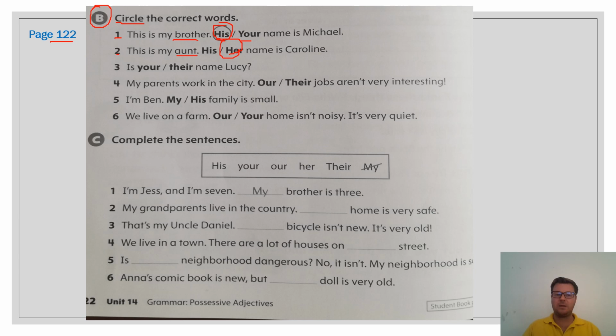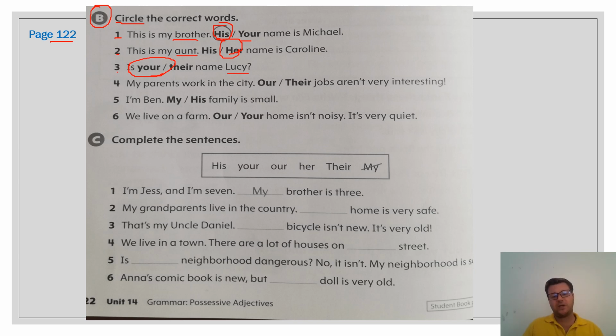I'm going to do one more example with you, P1. Question 3. Is their name Lucy? So let's think. Lucy is the name for a girl, but how many people? Lucy is one person. So can we use their? Their means more than one. So, is your name Lucy?